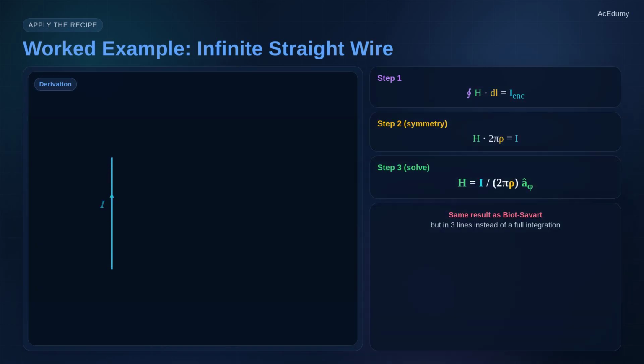By symmetry, H can only depend on the distance ρ from the wire, and it must point along a hat phi, circling the wire. Choose an Amperian loop, a circle of radius ρ centered on the wire. On this loop, H is constant in magnitude and always parallel to dl. So the line integral of H dot dl is just H times the circumference, which is H times 2 pi ρ. The current enclosed is simply I, the current in the wire.